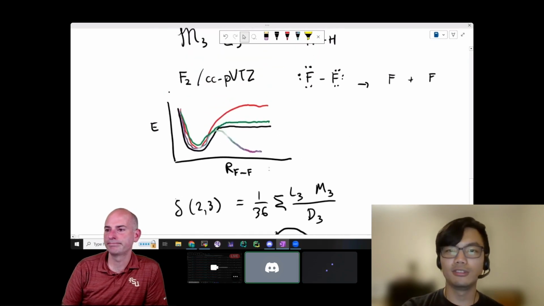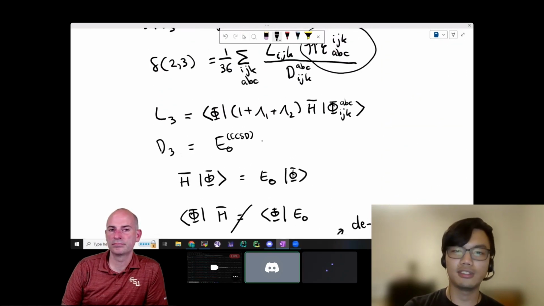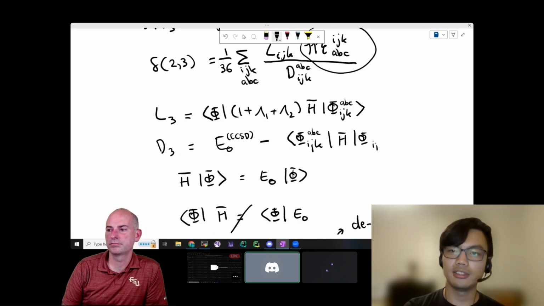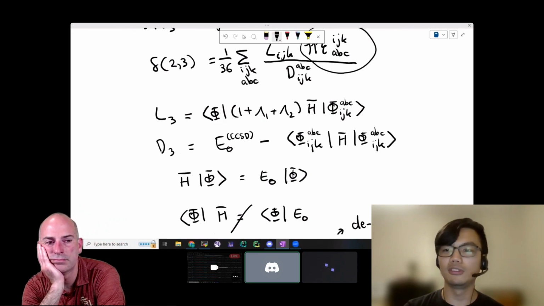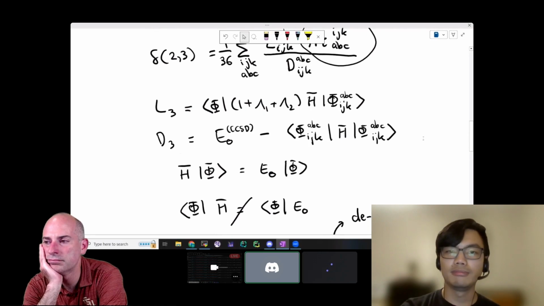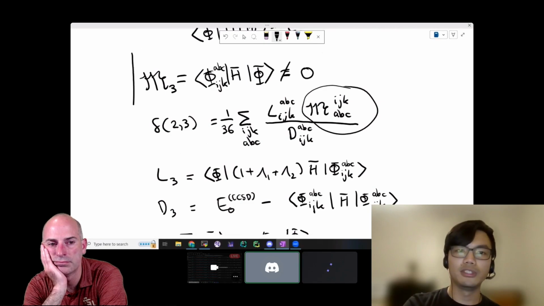Anyway, so all right, let's look at the denominator again. So this is just the bra IJK ABC, H bar, ket IJK ABC. So you can think of this as an expectation value of H bar between two triply excited determinants. It's like the diagonal of the matrix. So we basically have all the components that we need here.